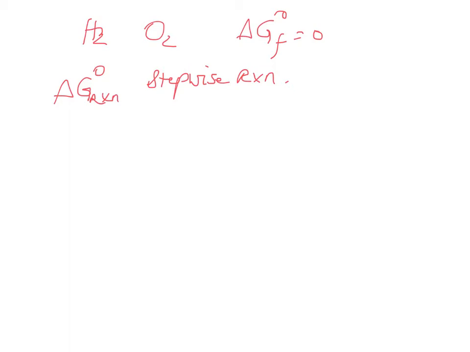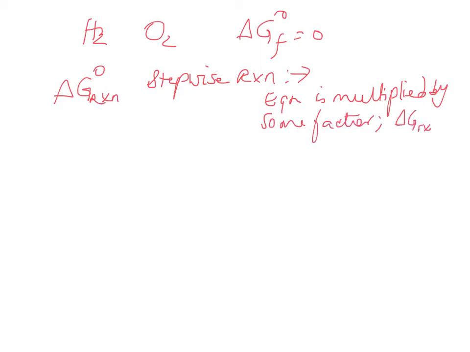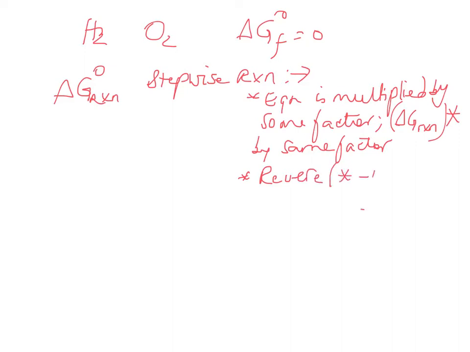What that means is that as long as you're able to follow certain rules, you would be able to figure out the delta G reaction for that particular overall chemical reaction. So for instance, if the equation is multiplied by some factor, then you should do that for the delta G reaction as well. Delta G must be multiplied by the same factor. That's the first rule. If you reverse an equation, that basically means that you are multiplying it by -1. That would mean that the delta G reaction is going to switch signs. It would change sign.